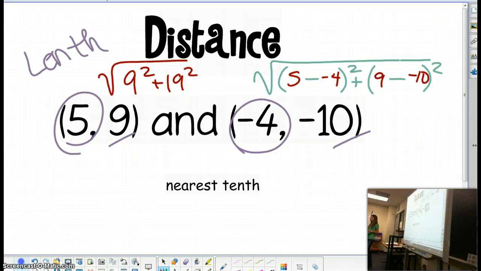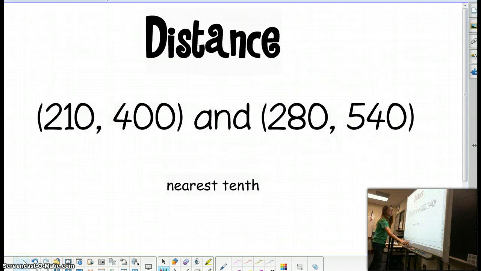If you messed up, did you just leave off a negative or something? You might have gotten negative 9 and negative 19 if you put this point first. And that's fine, because when you square a negative, you get a positive. But you have to put parentheses around it. I would just drop the negative off. I wouldn't even put the negative into my calculator. All right, let's do distance again.